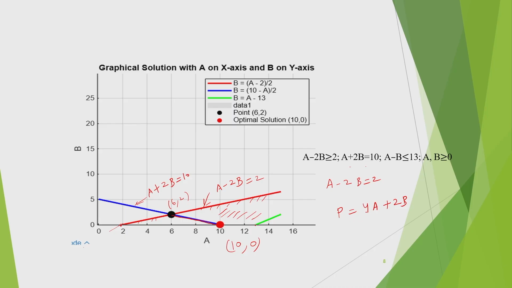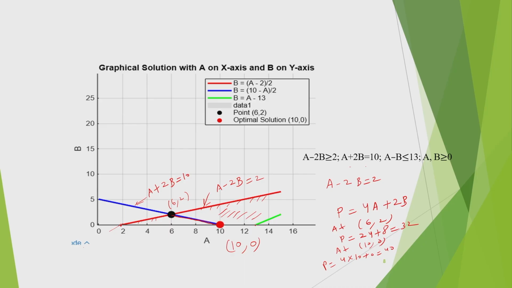So at 6, 2, at this black one, you get a profit equal to 6 times 4, which is 24, plus 8, that means 32. But here at 10, 0, you get P equal to 4 into 10 plus 0. So this is 40. So you don't have multiple solutions. You have only one solution.